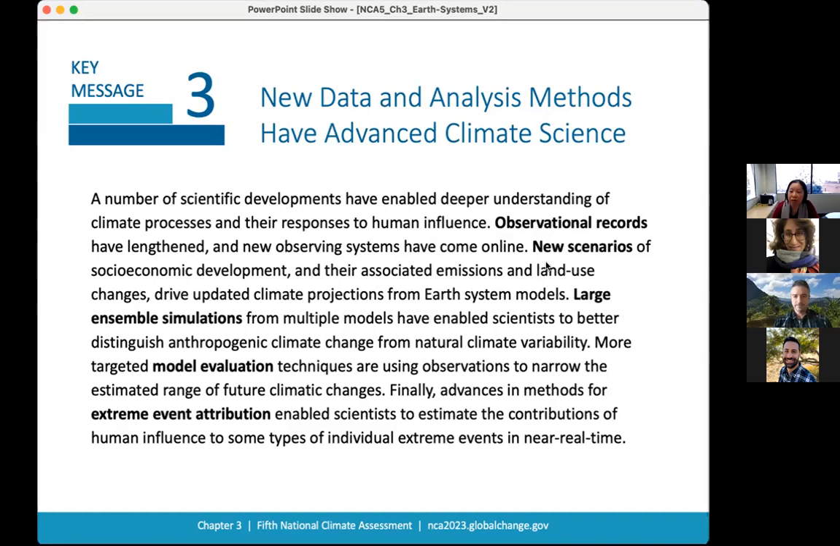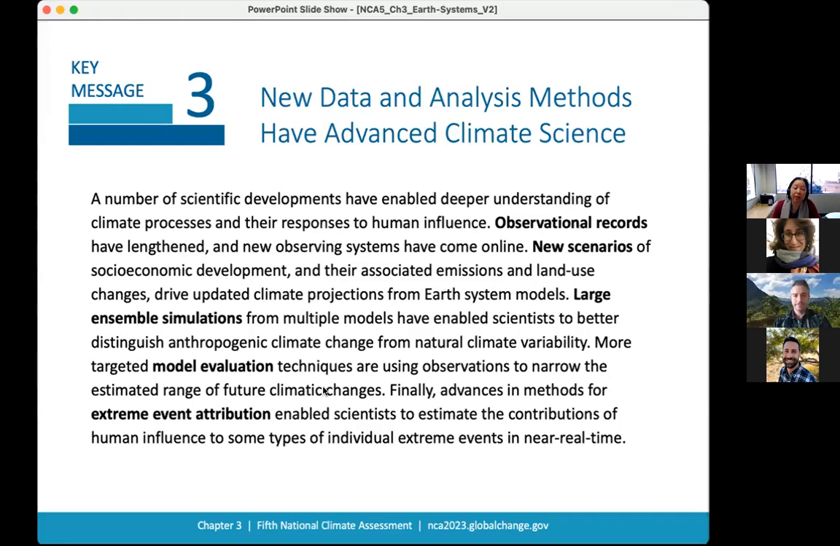So I will elaborate on this using a figure later. And then the third one highlights that large ensemble simulations, not from just a single model but from multiple models, have enabled scientists to better distinguish anthropogenic climate change from natural climate variability. And I will talk about that as well using a figure. And then more targeted model evaluation techniques are using observations to narrow the estimated range of future climatic changes.